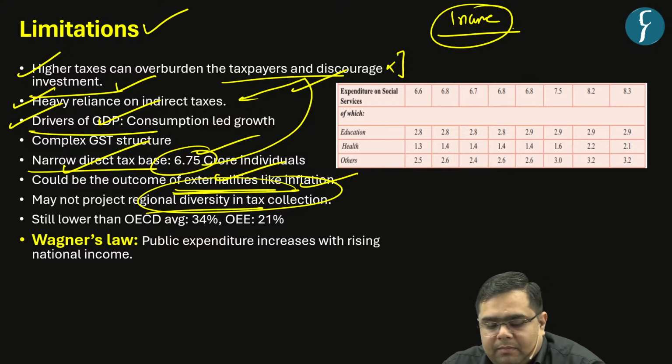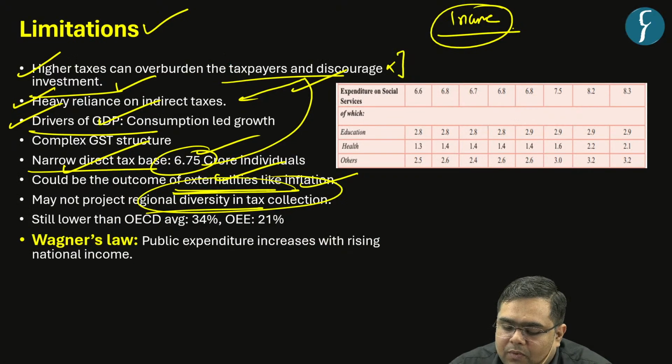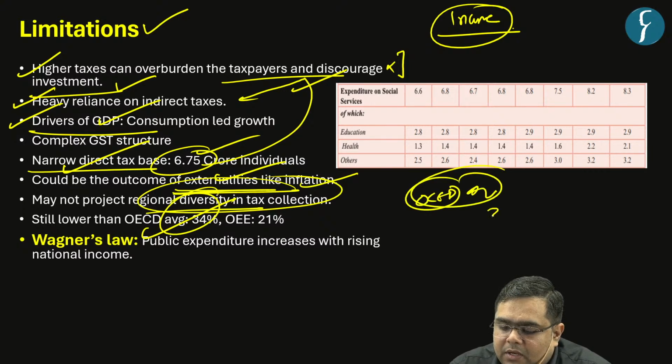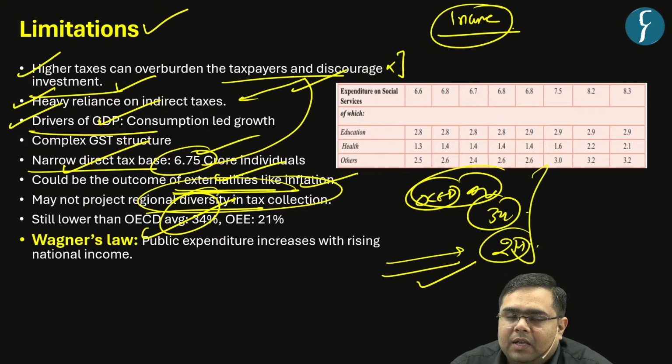And again, because it is factually 6.11%, and now it is our aspiration in the next 6 years to take it up to 30%. So what is the OECD average? The OECD average is 34%, and for other emerging economies this average is already 21%. So we are again a lot far behind when it comes to the race.